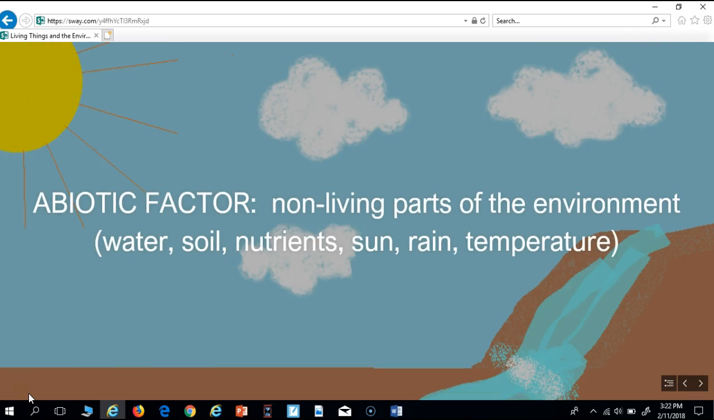There are also abiotic factors, and abio means no life. So abiotic factors are all of the non-living parts of the environment, and this would include water, soil, nutrients, rain, temperature, the weather, the wind, clouds, any factor in the environment that is not living.